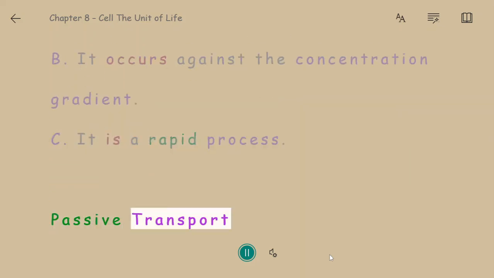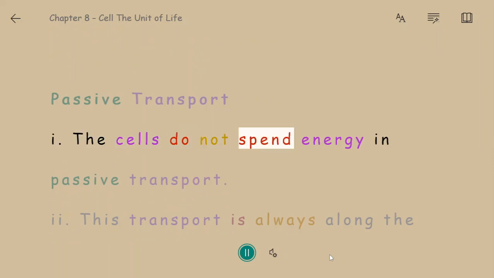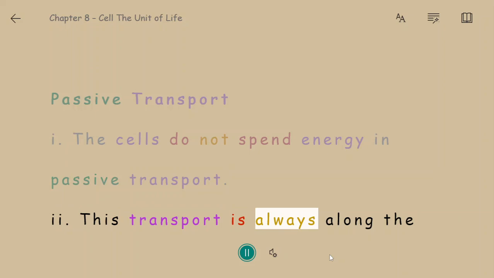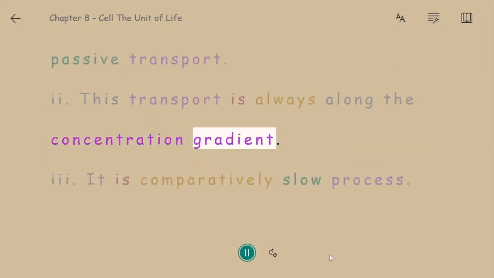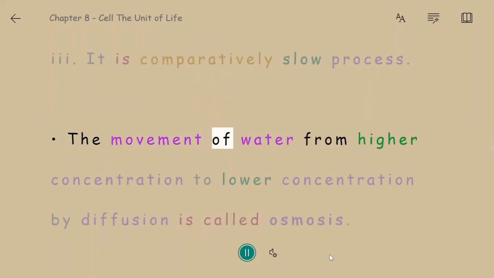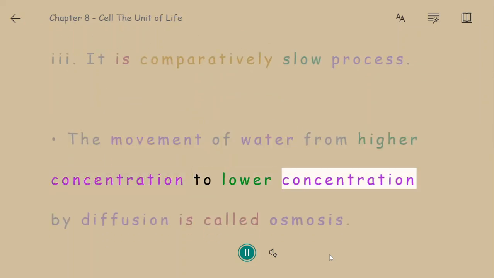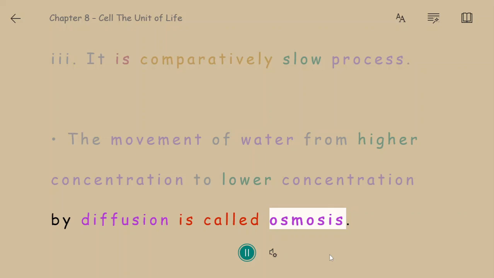Passive transport. 1. The cells do not spend energy in passive transport. 2. This transport is always along the concentration gradient. 3. It is a comparatively slow process. The movement of water from higher concentration to lower concentration by diffusion is called osmosis.